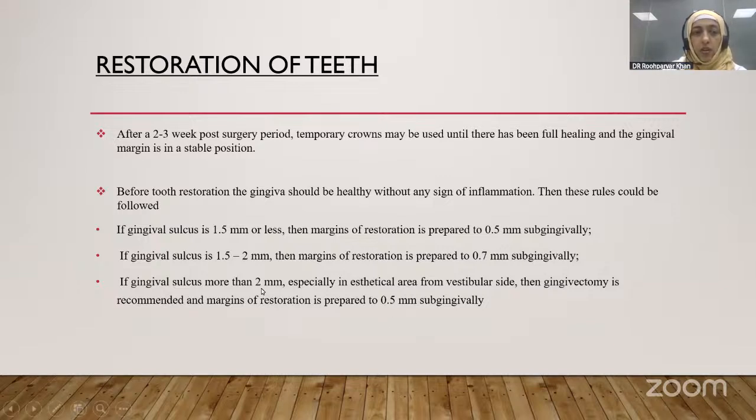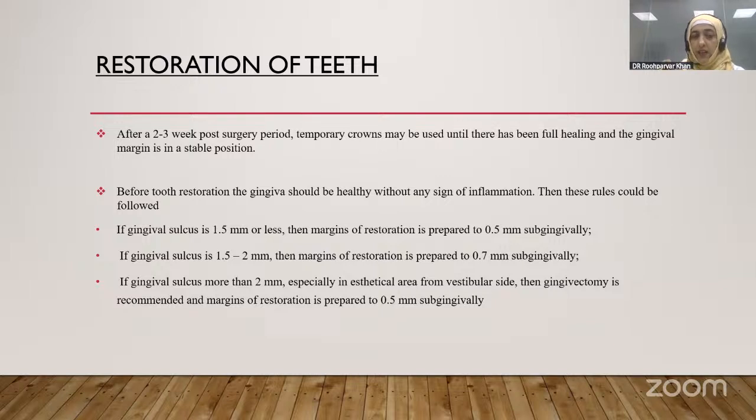So after 2 or 3 weeks post-surgery period, temporary crowns can be used until there has been full healing. Before tooth restoration, the gingiva should be healthy without any sign of inflammation. And we have to consider the measurement also.